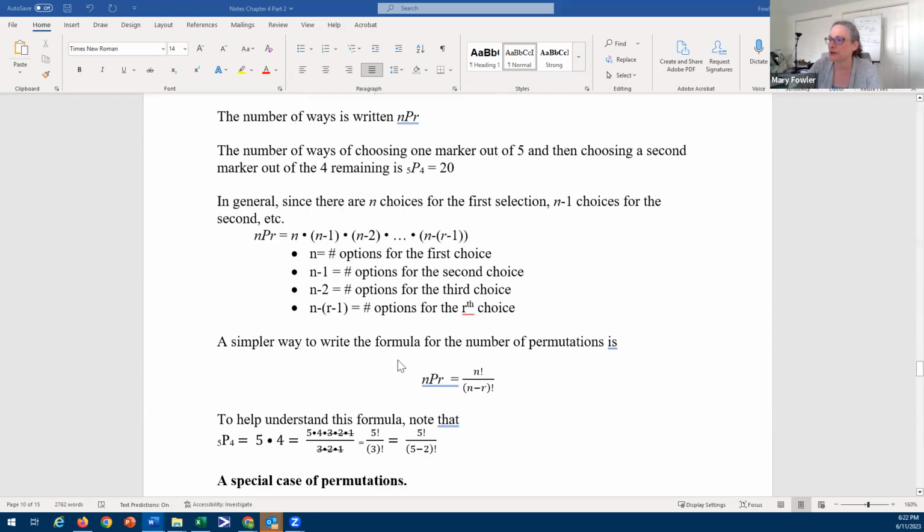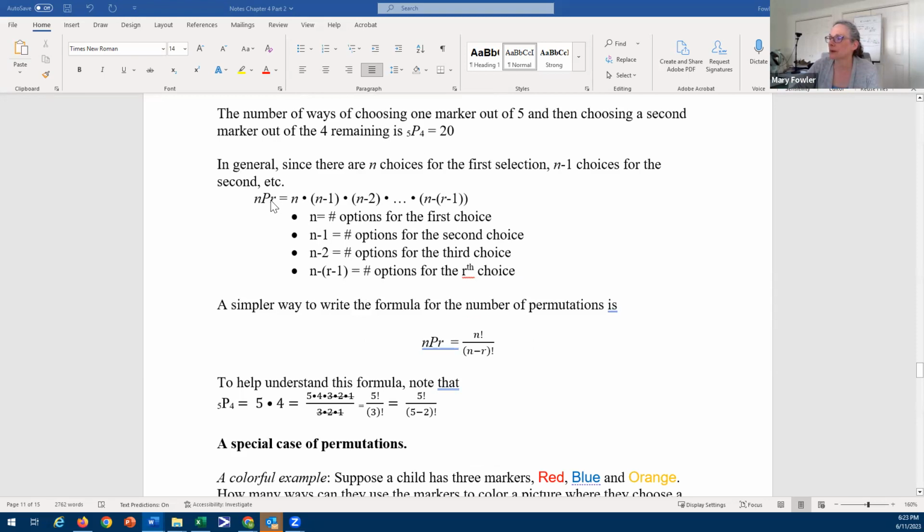Let me give you an example here. In the situation where we were coloring using 1 color for shirt and 1 color for pants, n would be 5. And we would have n for the first choice and n minus 1 options for the second choice. This is kind of complicated, so a simpler way to write the formula for the number of permutations is nPr is n factorial over n minus r factorial.